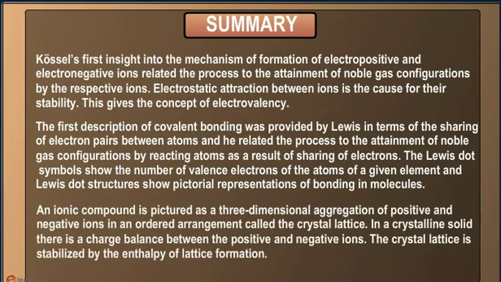An ionic compound is pictured as a three-dimensional aggregation of positive and negative ions in an ordered arrangement, called the crystal lattice. In a crystalline solid, there is a charge balance between the positive and negative ions. The crystal lattice is stabilized by the enthalpy of lattice formation.